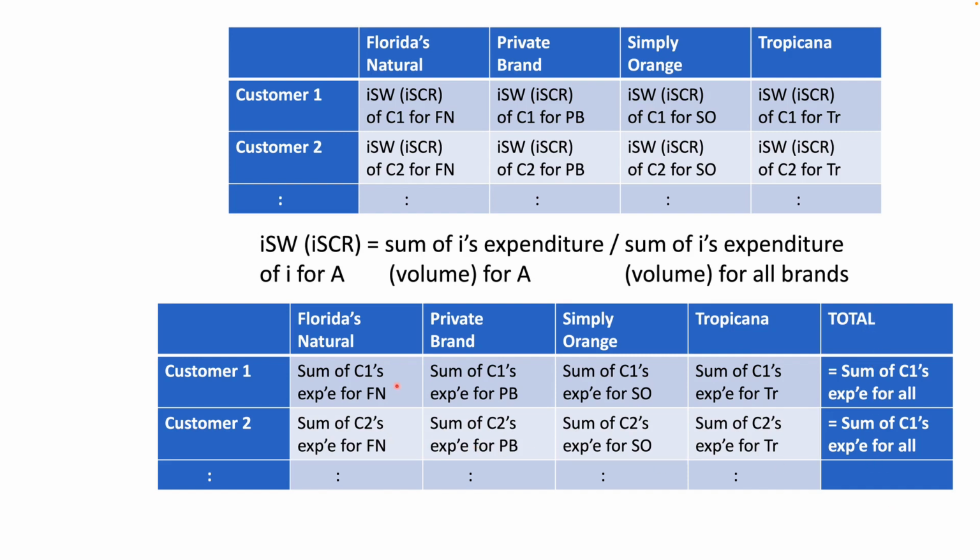Then we have the sum of each customer's expenditure for each brand, and we just need to divide this number by the grand total. Then we can have the individual share of wallet, and in the same manner, we can do this for volume instead of expenditure. Then we can get the individual share of category requirement. Keep in mind the shape of this table. And then let's go back to Excel.